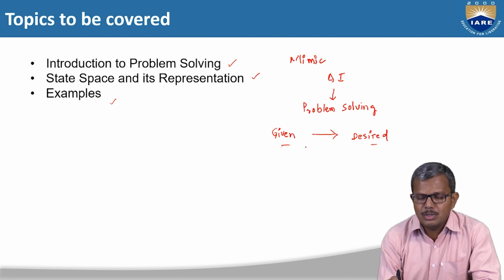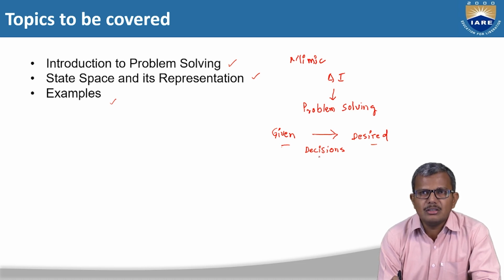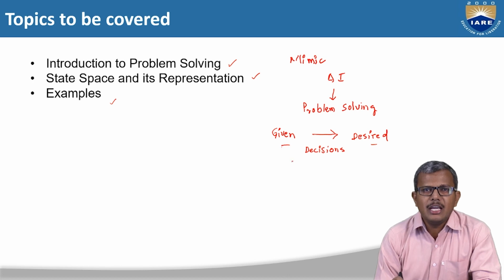During this move, we need to make decisions. Here, 'we' can be a human or an artificial intelligence agent, and here we talk in terms of the artificial intelligence agent. To solve problems, the AI agent is first given a state, which we call the initial state, and from that initial state it has to move to the desired state by taking decisions in between.